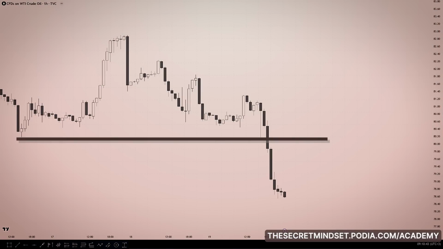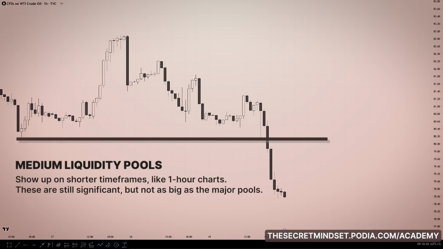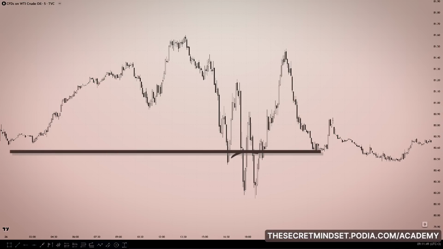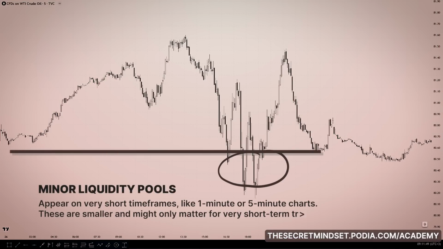Medium liquidity pools show up on shorter time frames, like 1-hour charts. These are still significant, but not as big as the major pools. And minor liquidity pools appear on very short time frames, like 1-minute or 5-minute charts. These are smaller and might only matter for very short-term traders.